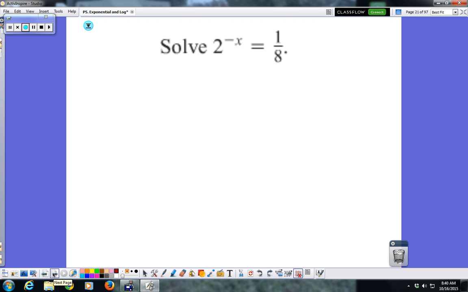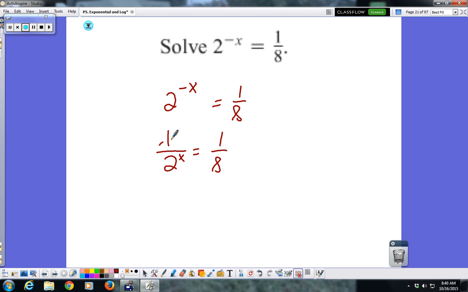2 to the negative x is 1/8. You can think of this however you need to. If you need to, go ahead and say, well, since it's a negative x, I'm going to bring it to the bottom, make it a positive x. And I asked myself, 2 to what power is 8? Finish that up for me, Kobe. Kobe here? No. Allie.